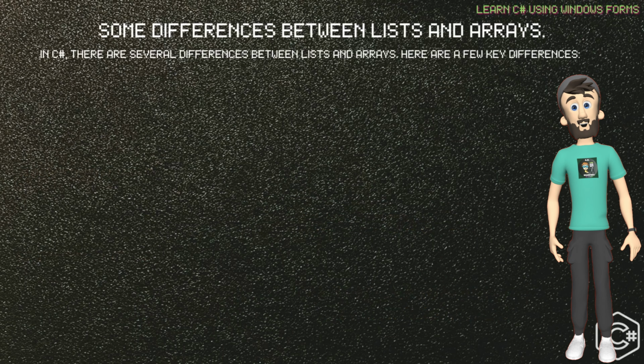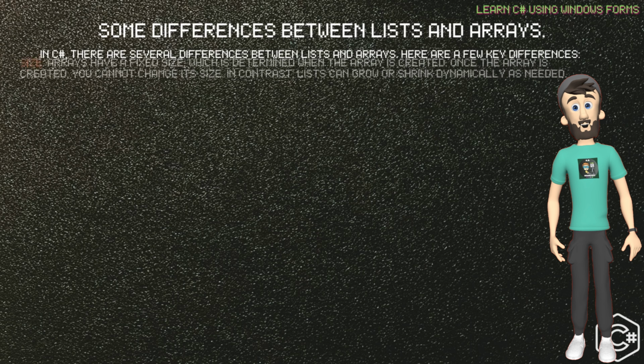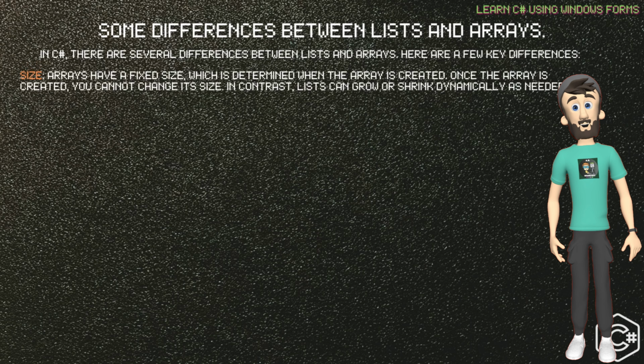Some differences between lists and arrays. In C#, there are several differences between lists and arrays. Here are a few key differences. Size. Arrays have a fixed size, which is determined when the array is created. Once the array is created, you cannot change its size. In contrast, lists can grow or shrink dynamically as needed.